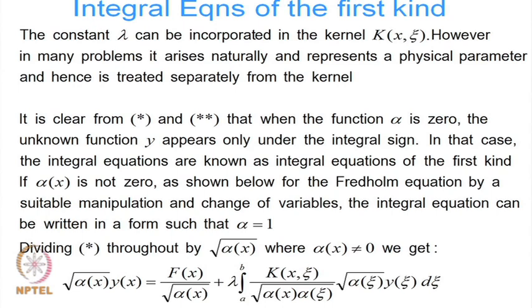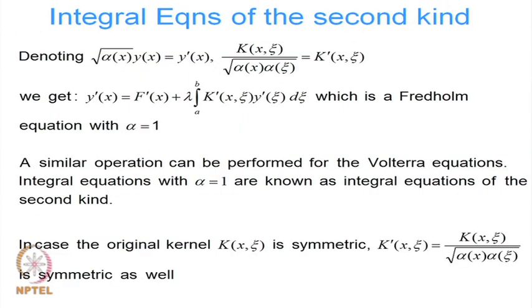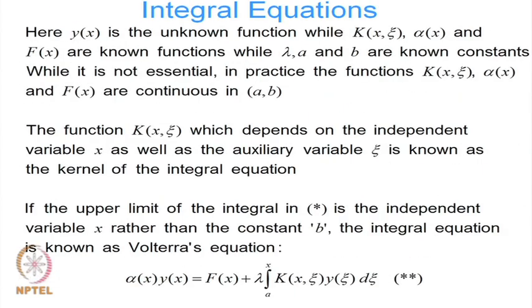If alpha x is not equal to 0, it is always possible to convert, as we will see. So we have this alpha x, right. By doing suitable manipulations, it is possible to make this coefficient of y of x equal to 1, right. So we will see how that is done.